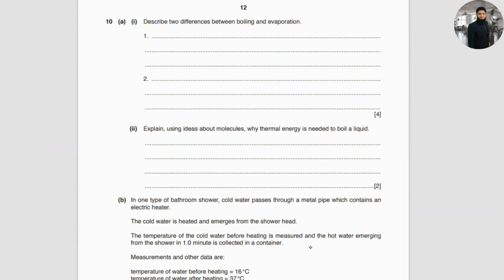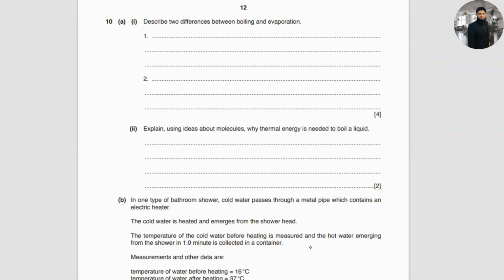ठीक है. Explain using ideas about molecules why thermal energy is needed to boil a liquid. So thermal energy is needed to boil a liquid because to break the bonds, which we call intermolecular bonding. क्योंकि जो आप thermal energy दे रहे होते हो, that thermal energy actually does some work in order to break the intermolecular bonding, right? So this is important.